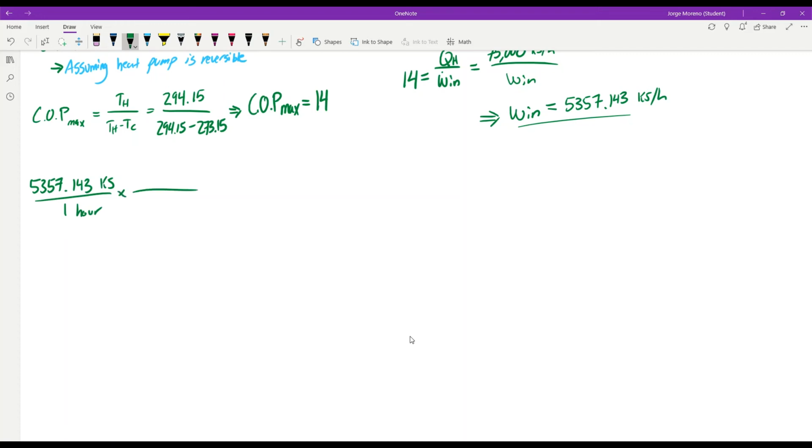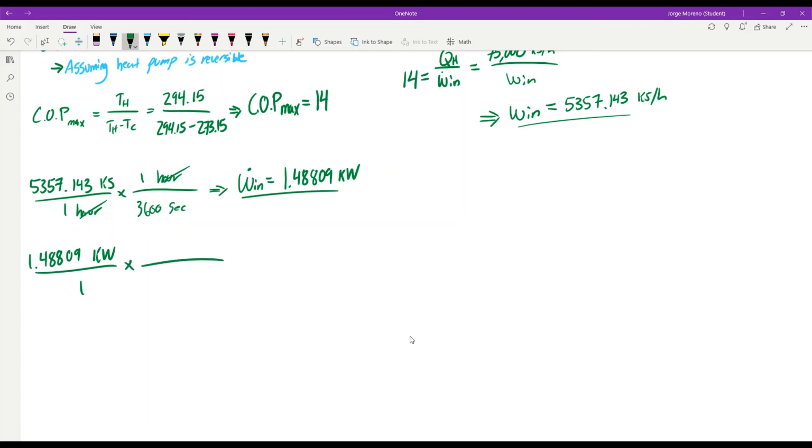Convert that to kilowatts. We need to get rid of the hours and replace them with seconds. So the hours cancel, and kilojoules over second, we know, is kilowatts. If we evaluate that, we get a power input of 1.48809 kilowatts.